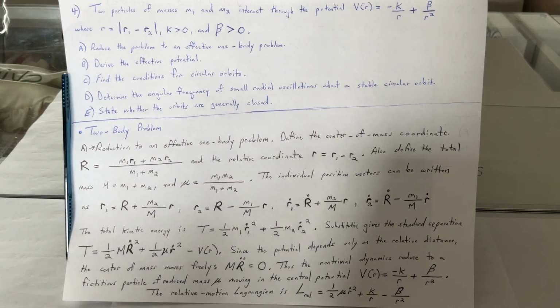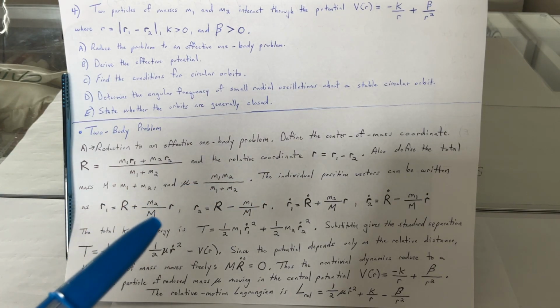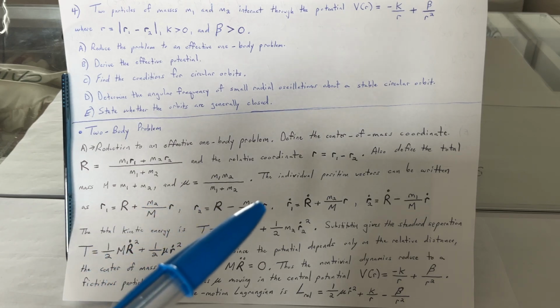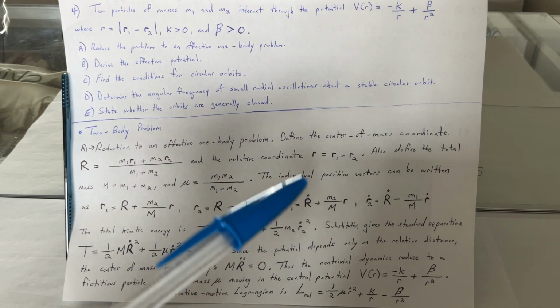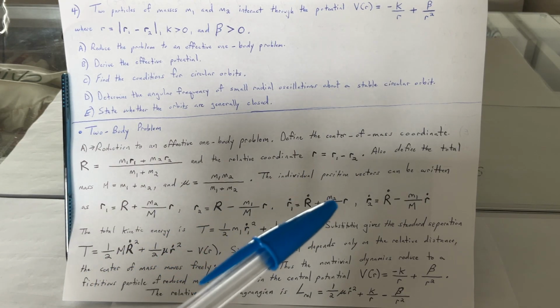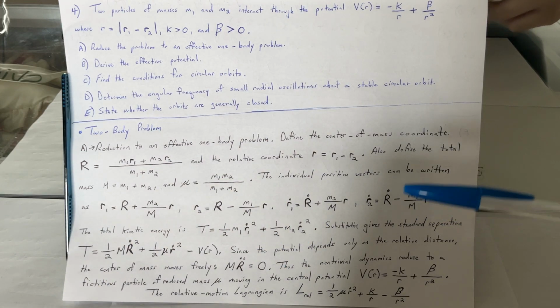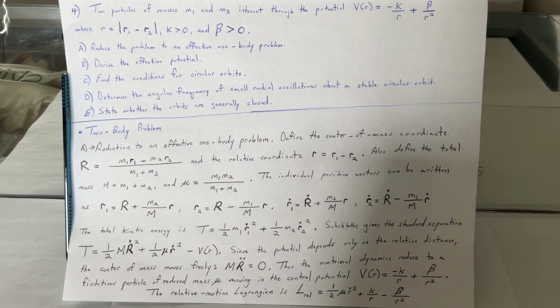So the individual position vectors can be written as r1 = R + (m2/M) r, and r2 = R - (m1/M) r. r1 dot = R dot + (m2/M) r dot, and r2 dot = R dot - (m1/M) r dot.